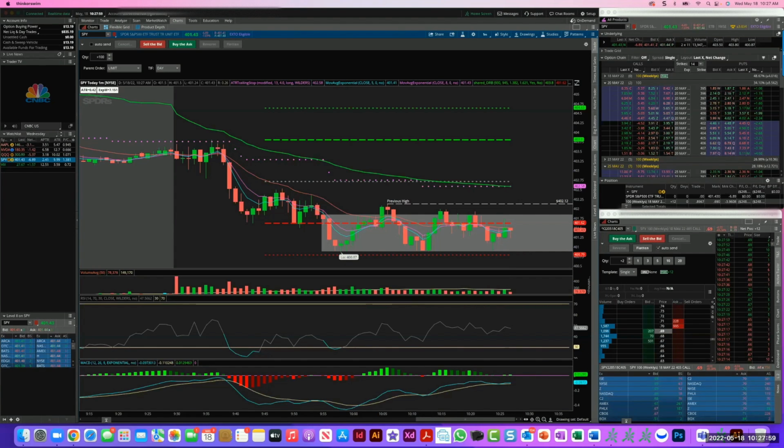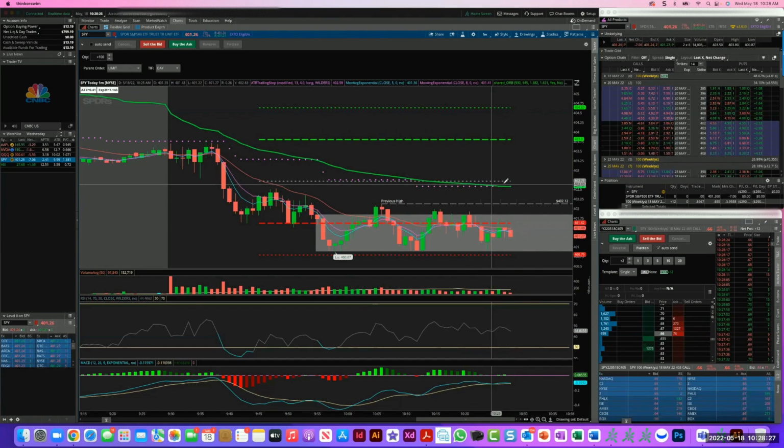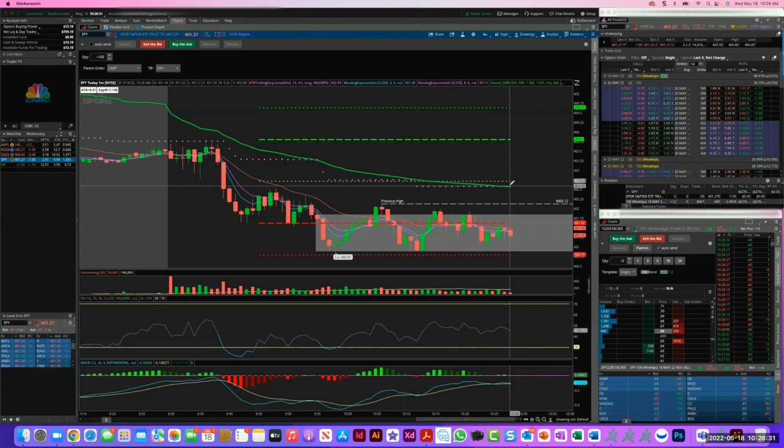So it looks like, again, 402.72 might be a place of challenge. We're currently at 401.39. And if we get to that level, I may have to consider, and we're talking probably right here, but I'm looking at the 30-minute chart. And this seems to be a huge area of resistance. So that's going to be a critical level for us today.